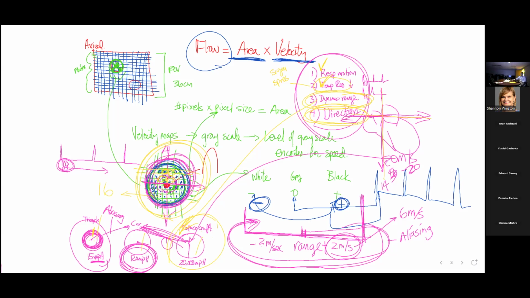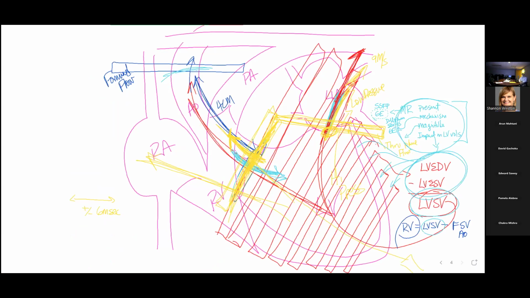Next slide. And then lastly, we talked about how we might use this methodology, right? And so we might use it for regurgitant volumes, AI, MR, going this way. We can use it for stenotic lesions because we're measuring these peak velocities and things like that. And so just keep that in mind. That's how you do it.